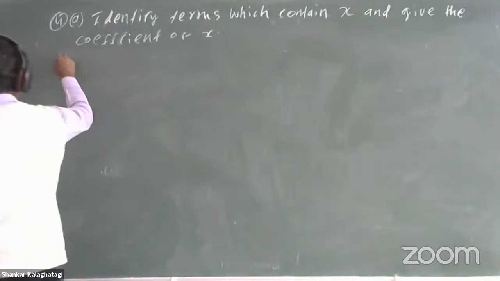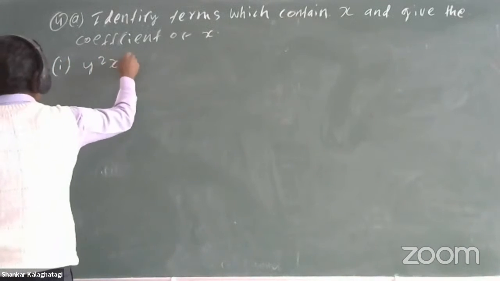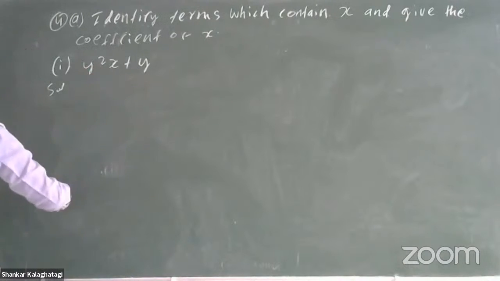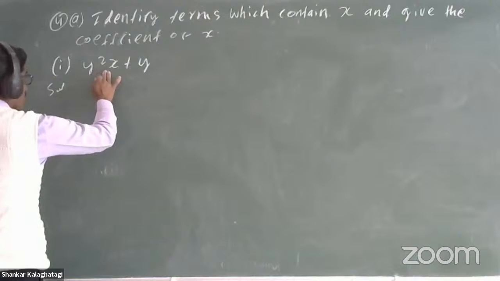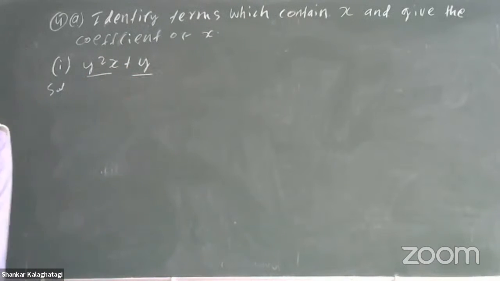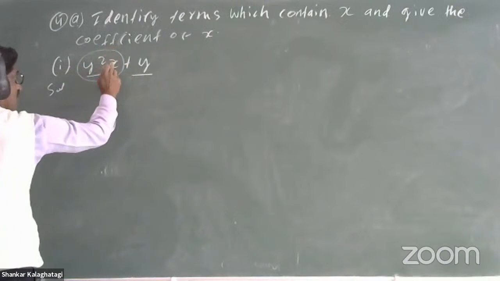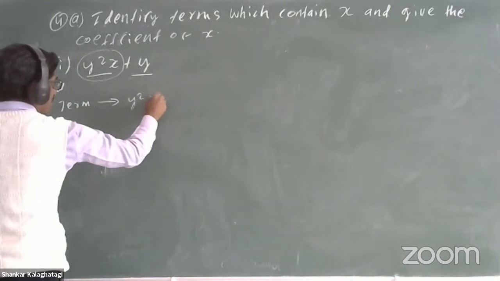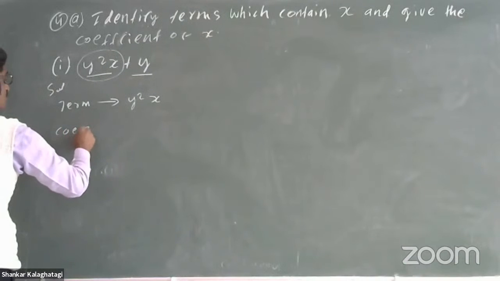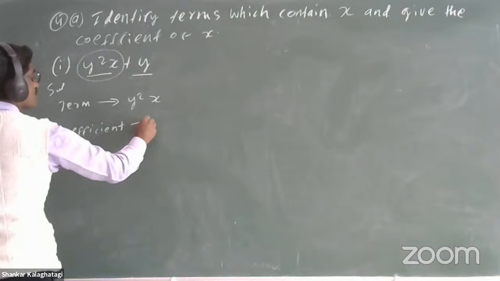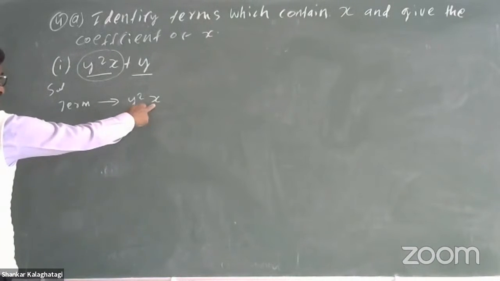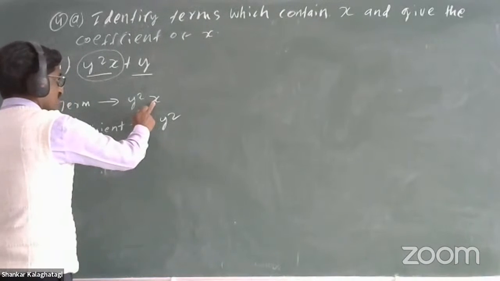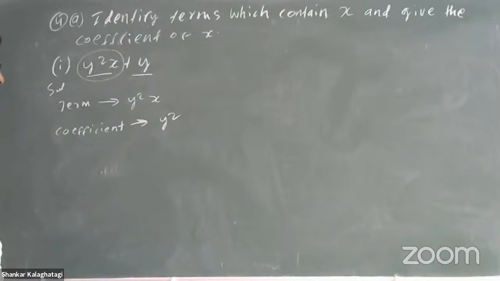So first problem: y square x plus y is given. Which term contains x? We have two terms here, y square x and y. This is one term and this is one term, and only this term contains x. So we are going to write the term y square x. The coefficient of x is y square. That much only we have to write here.